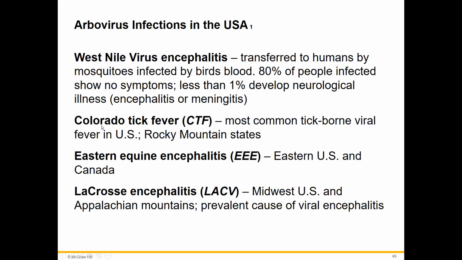So really understand what the vector is, the condition. Rocky Mountain states would be most likely associated. Eastern equine, I don't think they'll test you on that. These two, West Nile and Colorado tick, these two I would see more commonly.